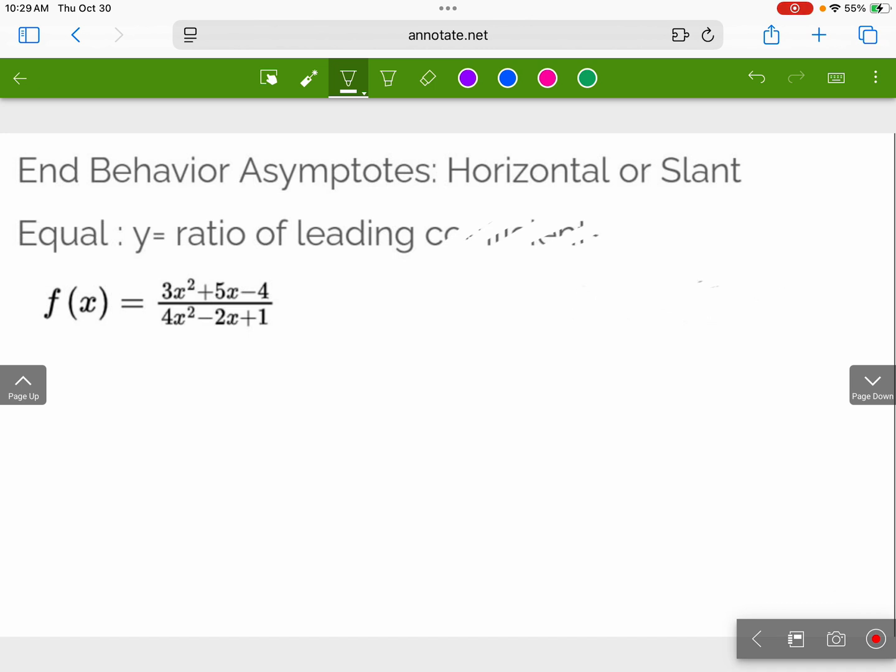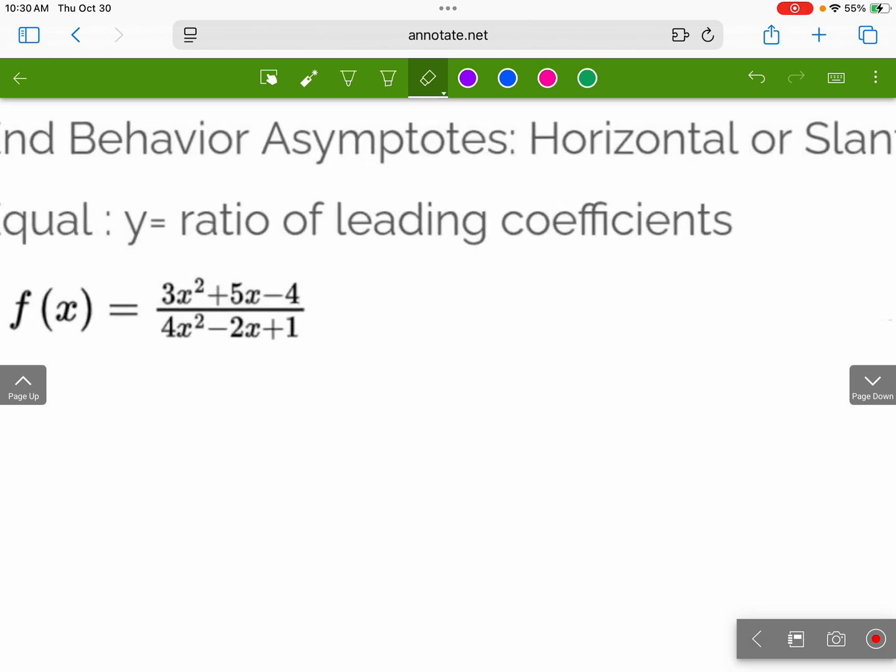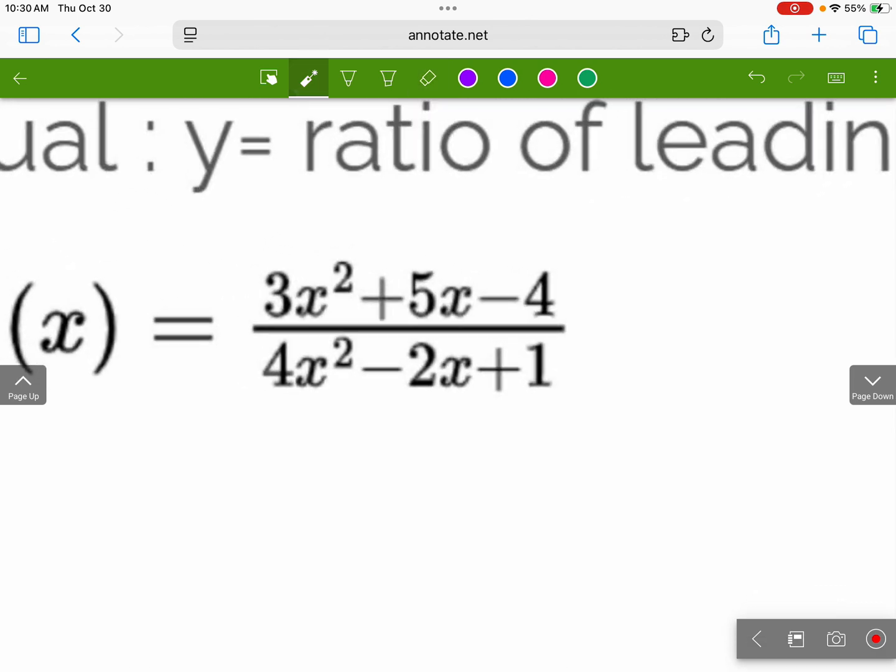There we go. So we're going to take a look at some examples of our kinds of asymptotes that we're looking at here. So this first one we're looking at, I have 3x squared plus 5x minus 4 over 4x squared minus 2x plus 1. And what I notice, first of all, is that we have degree 2 over degree 2. I have equal degree. When we have an equal degree, we're looking at our ratio of the leading coefficients.